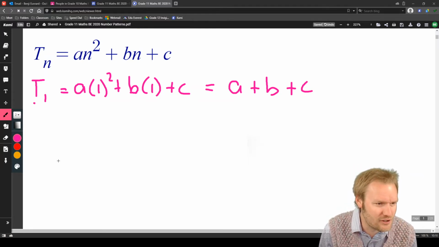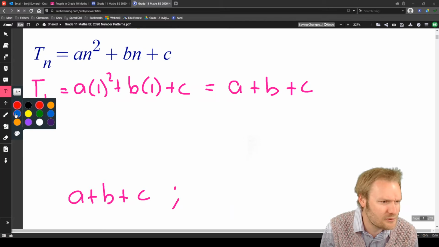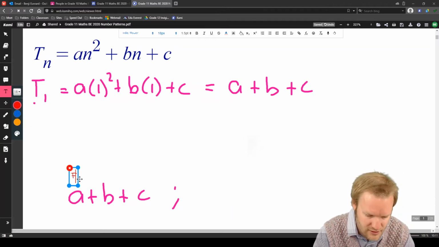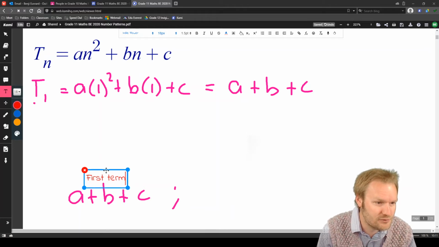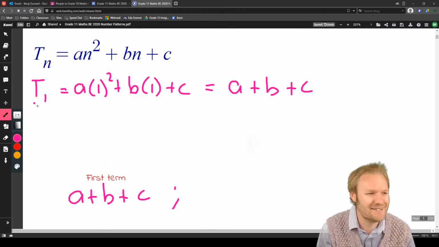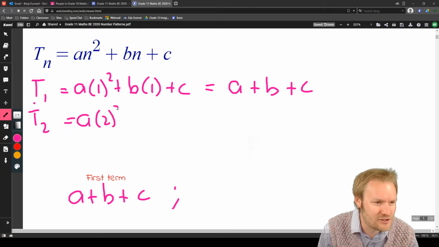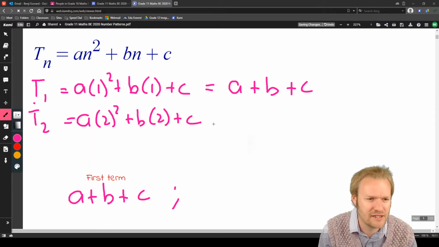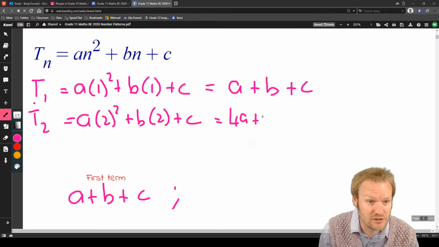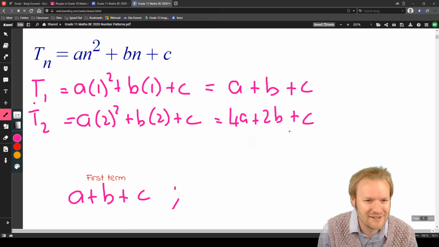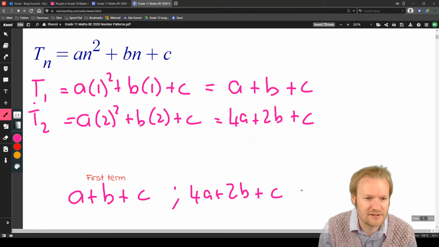So in our general form, we've got a plus b plus c. That's our first term. Remember earlier I said let's make a note of this. I'm going to write first term over here. Cool. Okay, let's work out what our second term is. We substitute 2 squared plus b, 2, because n is 2, plus c. There's no n to do with the c. So 2 squared is 4, so this is 4a. b times 2 is 2b, plus c. So our second term is 4a plus 2b plus c.